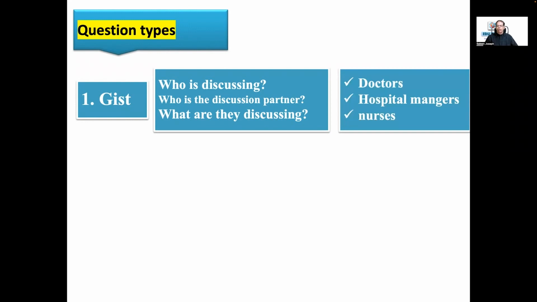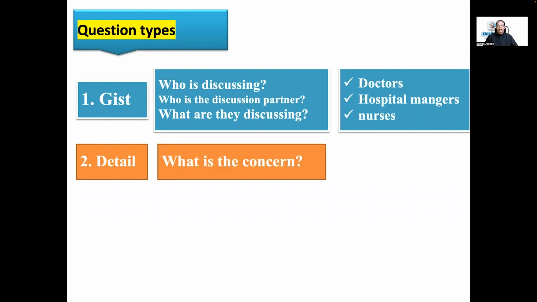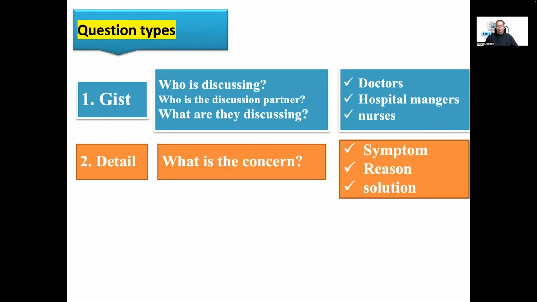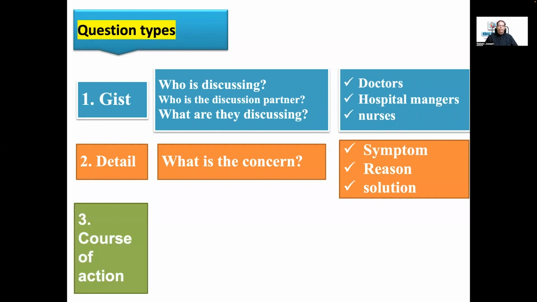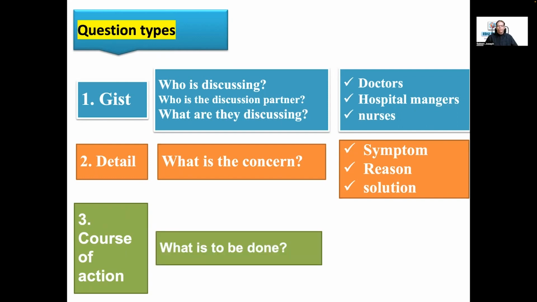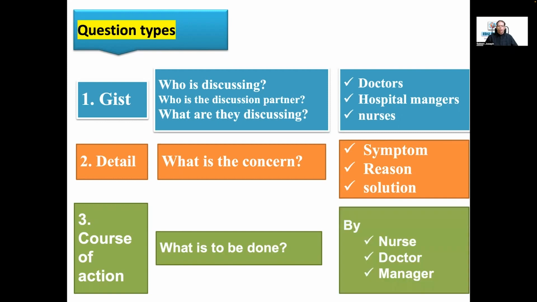These things, like there will be doctors, hospital managers, nurses, anyone. Then also you should listen for the detail. What is the concern? What is the issue? The symptom, reason, solution. So what is the main problem? That also you have to listen for, which will be there in the very beginning of the audio. And the third one is course of action. What is the solution or course of action taken? What is to be done by the nurse, doctor, or manager? These are the things basically in each of these 6 audios.